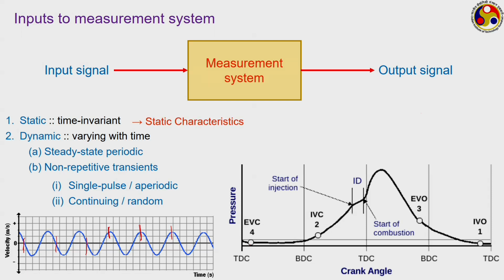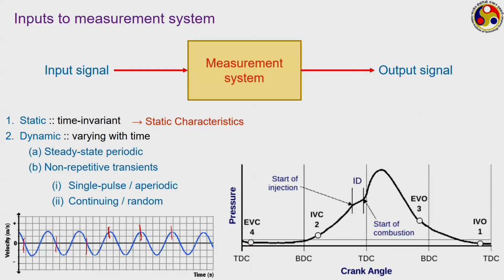When you are talking about the static signals, then we can also expect the output to be time invariant, that is both input and output are time invariant, and hence what we get, that is called the static characteristic. Static characteristic refers to the relation between output and input when both of them are time invariant.